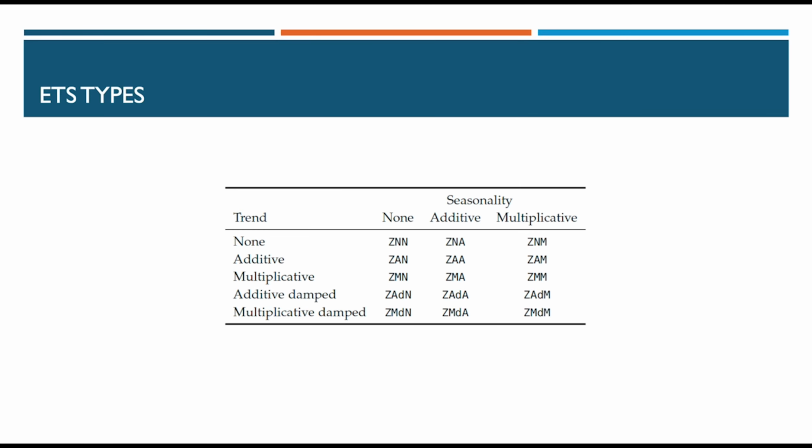Finally, the last point that we need to know is how many types we have for ETS. We have many types. If you count these, there are 15. 3 times 5 is 15, and 15 times 2 is 30. We have 30 types of ETS. Why are there 30? The first letter is the error. N means no trend, no seasonality. Error, no trend, additive seasonality. Error, no trend, multiplicative seasonality.